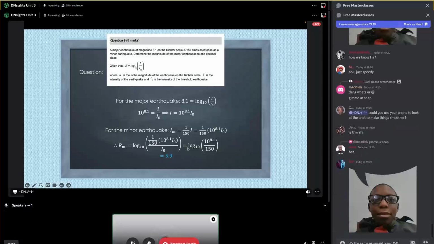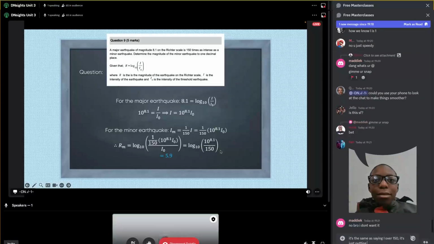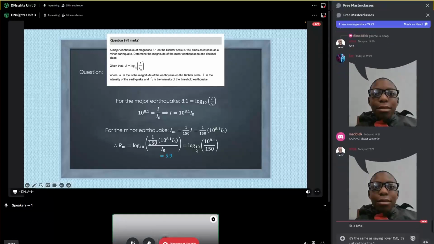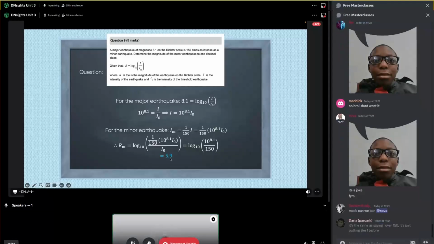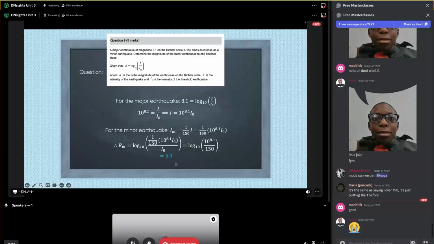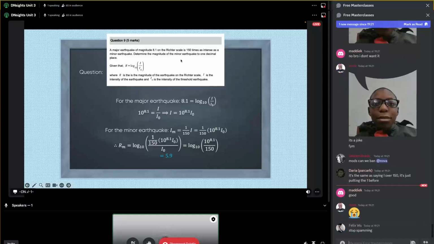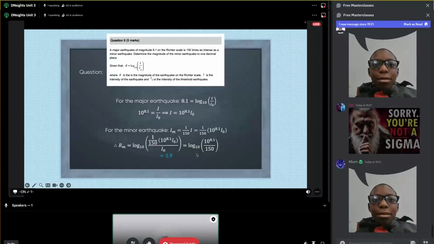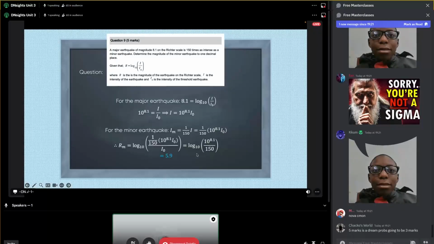But this does show the logarithmic scale because if I go from 5.9 to 8.1, it's not just like a 2.2 more, it's 150 times more, which shows how the logarithmic scale works. That's why I put up this question.